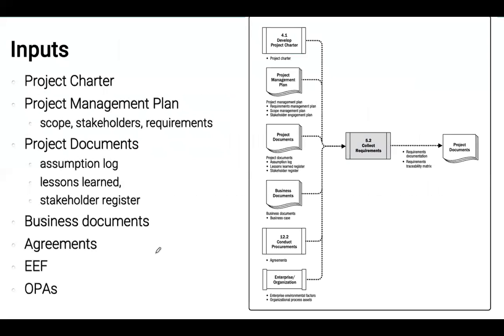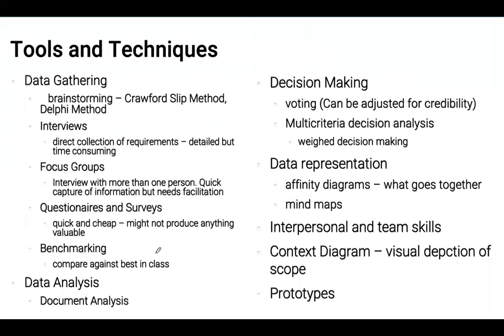So what we're inputting in the collecting requirements is the charter, the documents, business documents, the business agreements, and the EEFs and OPAs. And we produce the project documents of requirement documentation and requirement traceability matrix. So what are we going to use for it? For data gathering, two methods, Crawford-Slip method and Delphi method.